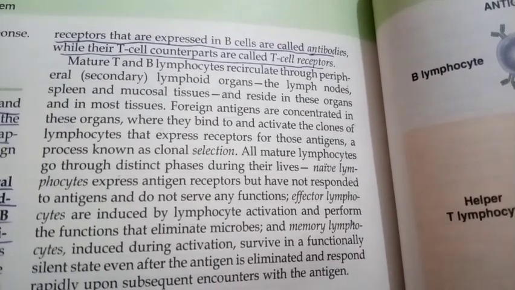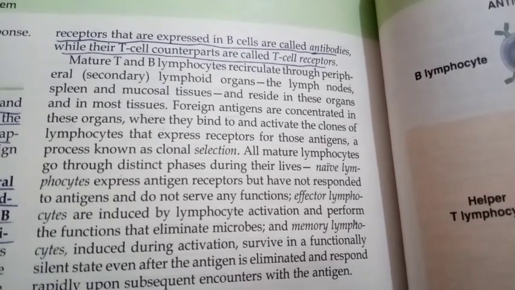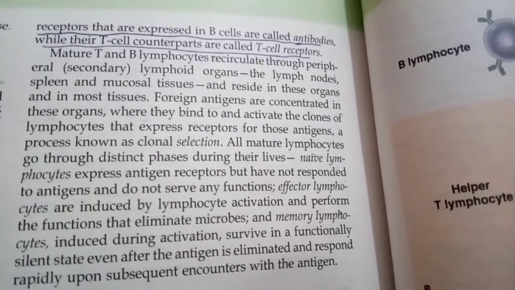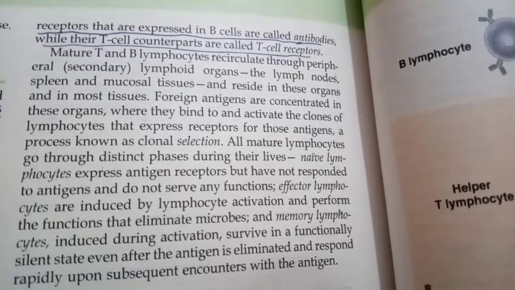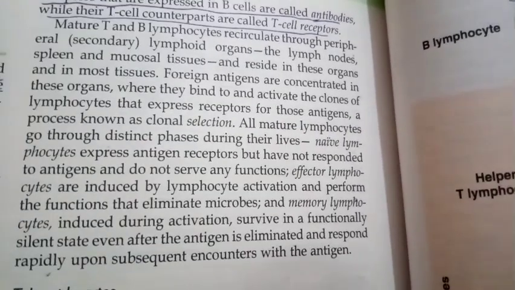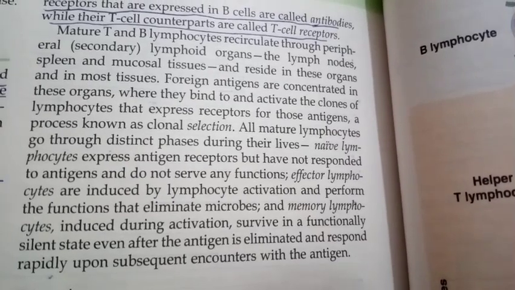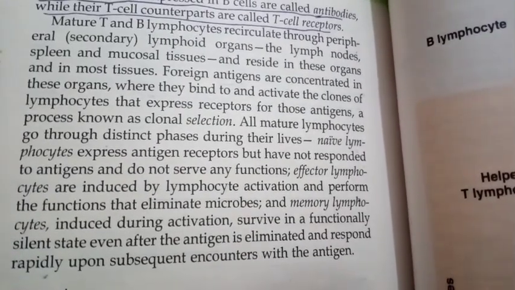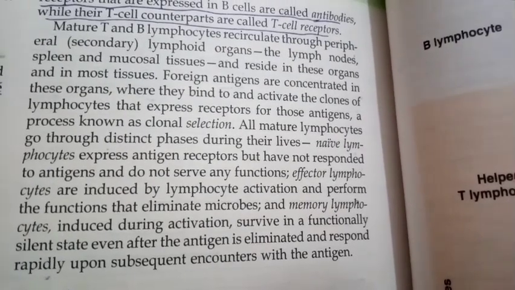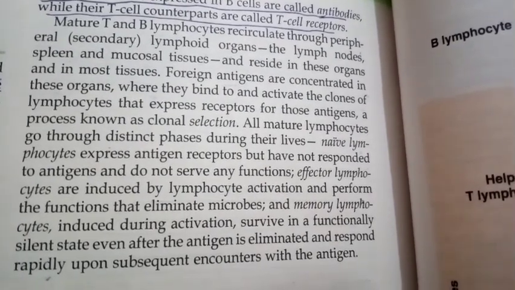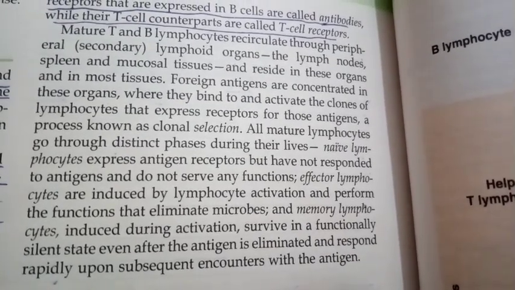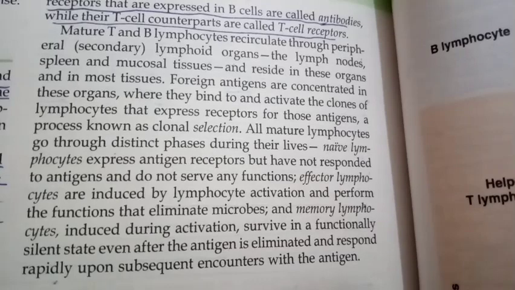Mature T and B lymphocytes recirculate through the peripheral secondary lymphoid organs, the lymph nodes, spleen and mucosal tissues, and reside in these organs and in most tissues. Foreign antigens are concentrated in these organs. They bind to and activate the clones of lymphocytes that express receptors for those antigens, a process known as clonal selection.